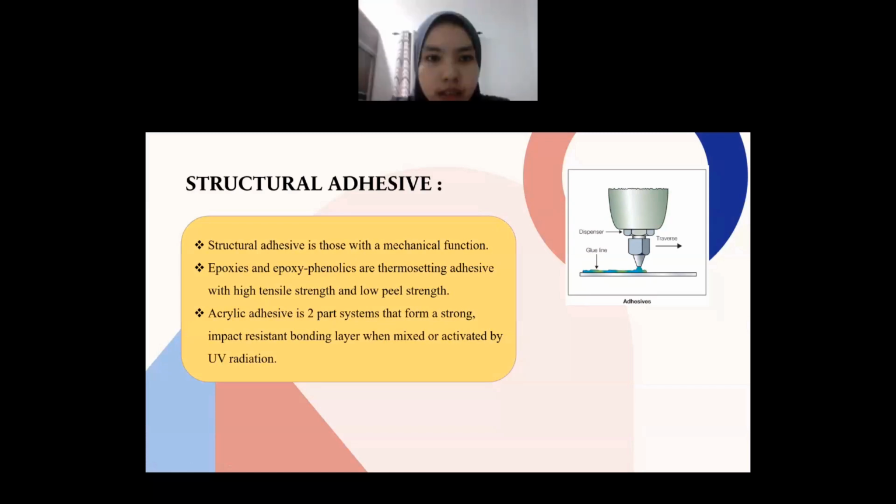So for structural adhesive, it also can be termed as a load-bearing adhesive. The following is an overview of structural adhesive. First, the use of adhesive to provide a structural bond that can take the place of mechanical fasteners. Second, the types of adhesive which are capable of keeping it together include epoxies and epoxy phenolics, which are thermosetting adhesives with high tensile strength and low peel strength. Lastly, acrylic adhesive is a two-part system that forms a strong impact-resistant bonding layer when mixed or activated by ultraviolet radiation. Okay, thank you. Next, I'll pass to the next person.